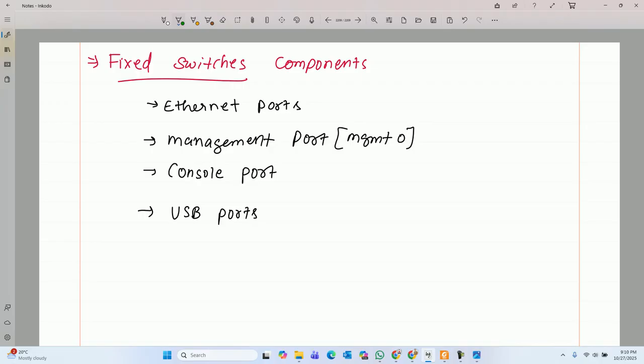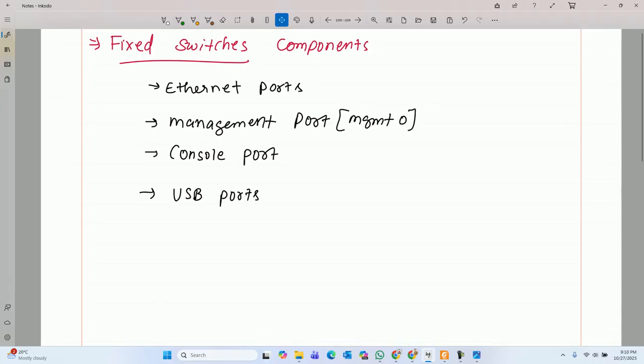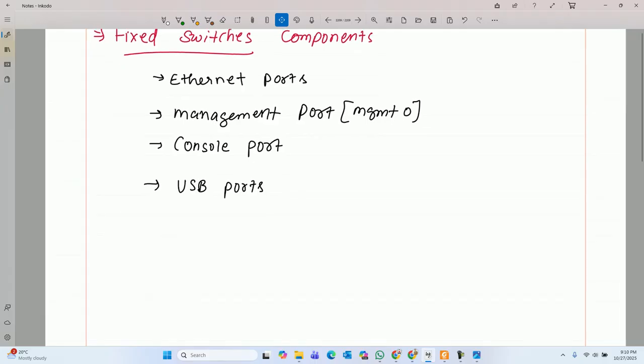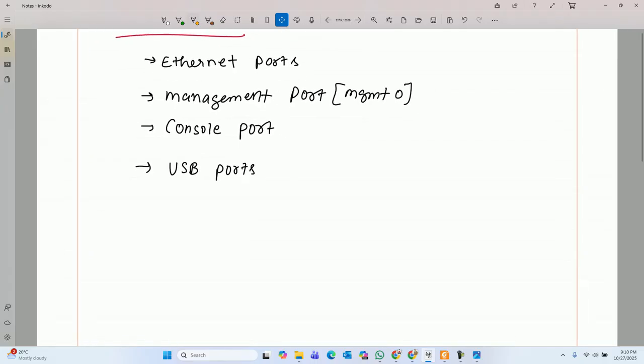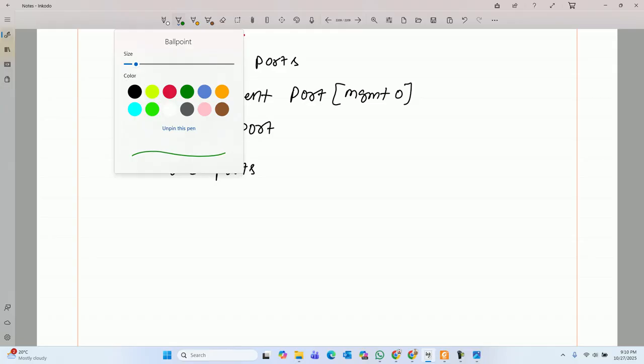Okay, but just confirm one thing: am I audible? Otherwise, I'm just speaking continuously and you guys are not hearing me. I'm audible to everyone, right? Thank you, guys. Okay, this is what I wanted to confirm. Otherwise, I would be speaking continuously, and you might be on mute or something, and I'm not audible to everyone. That's why. So we have these ports.